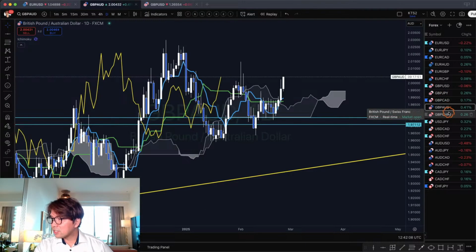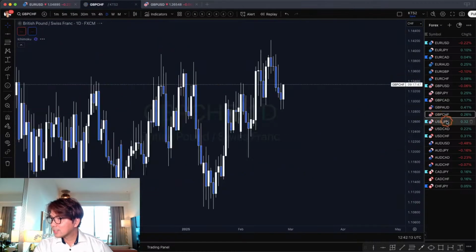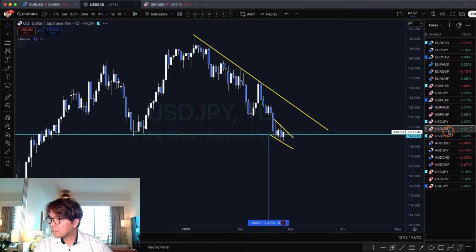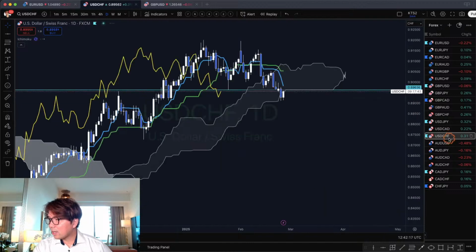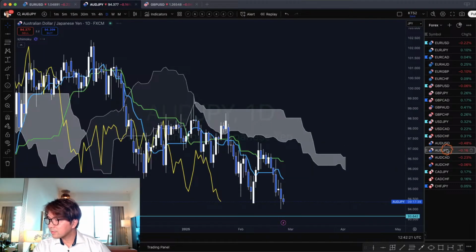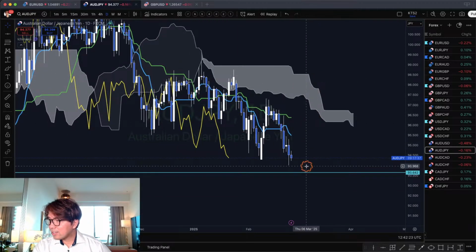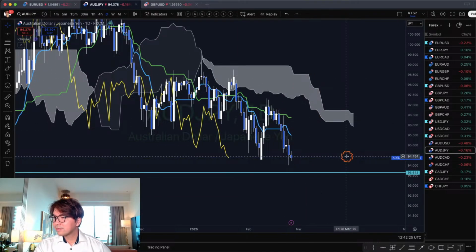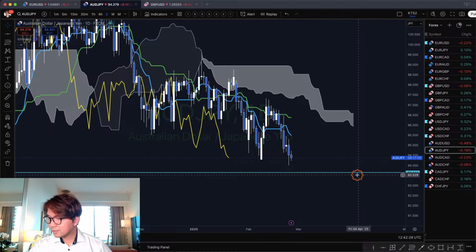Okay, pound AUD is also bullish now, about to break and going up now. And JPY pairs are now becoming bearish. AUD-JPY is also becoming bearish now. The target is 93.64.